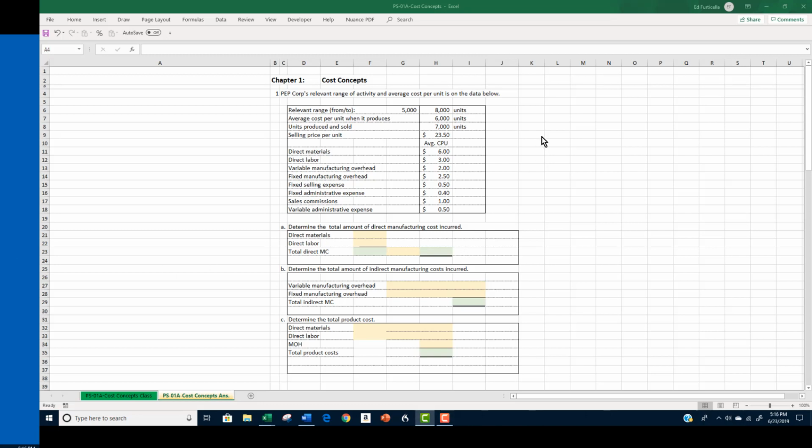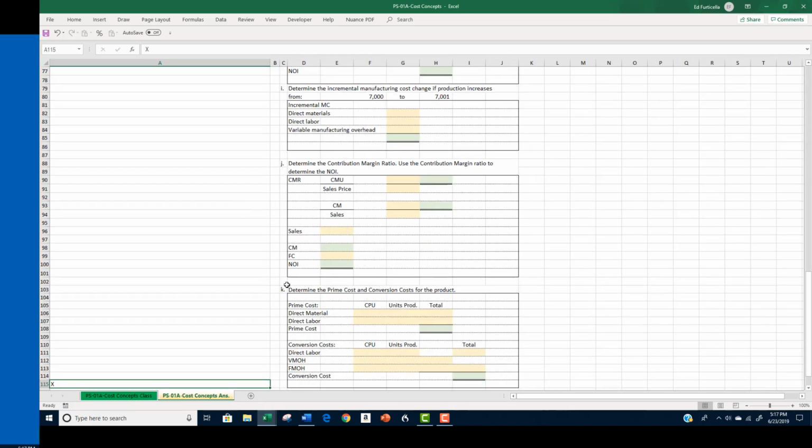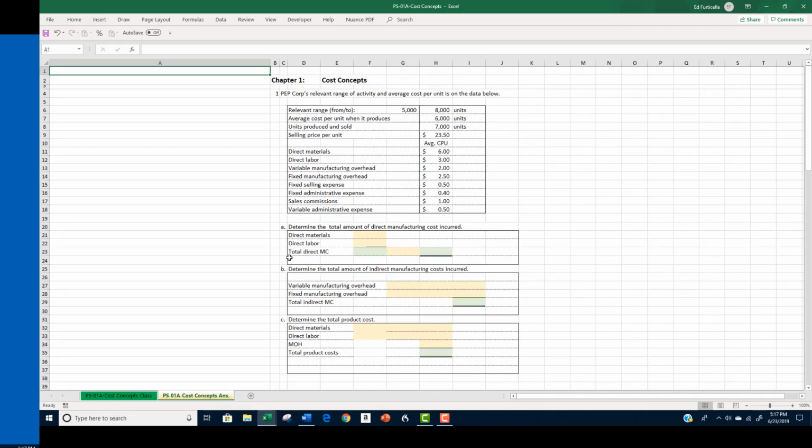The information provided also shows that there were 7,000 units produced and sold, and that the selling price was $23.50 per unit. Questions A through K are based on the data provided in the schedule. Boxing each question is simple, as the problem to be solved for each case is simply stated.